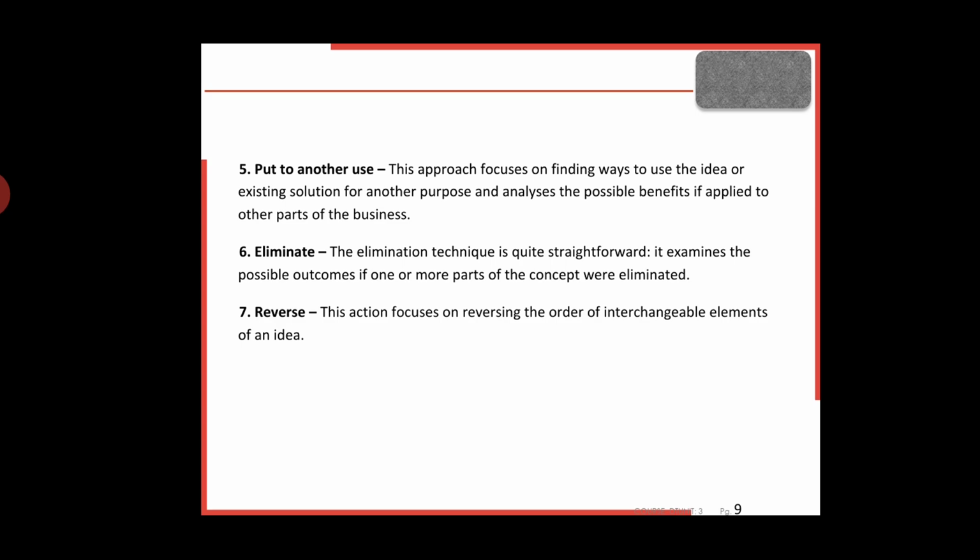And finally, SCAMPER's R means reverse. Reverse focuses on reversing the order of interchangeable elements. What does this action focus on? Reversing the order of interchangeable elements of an idea. If you get an idea, you interchange its elements and keep them in reversed order.